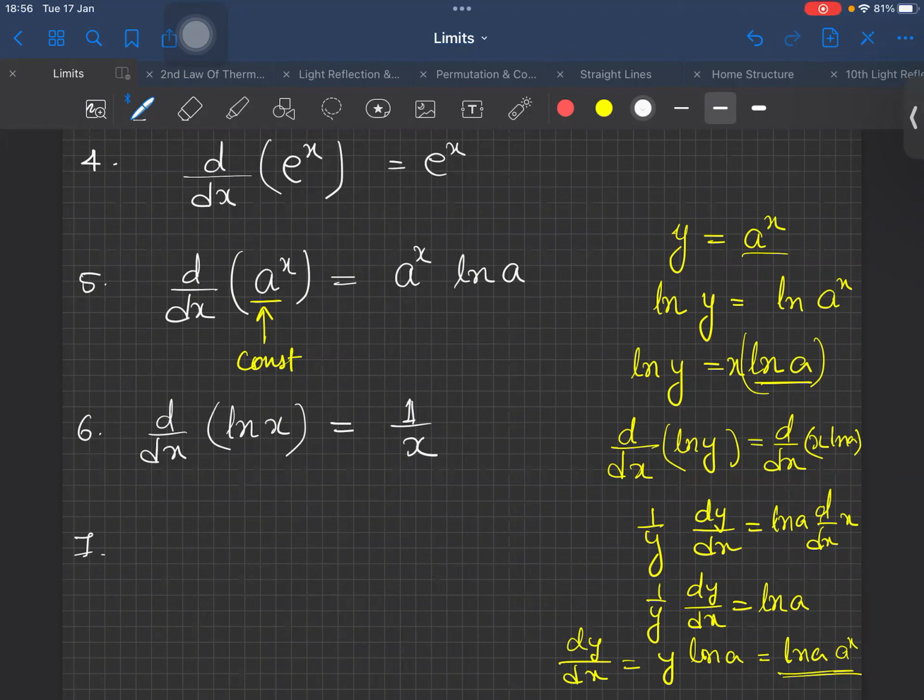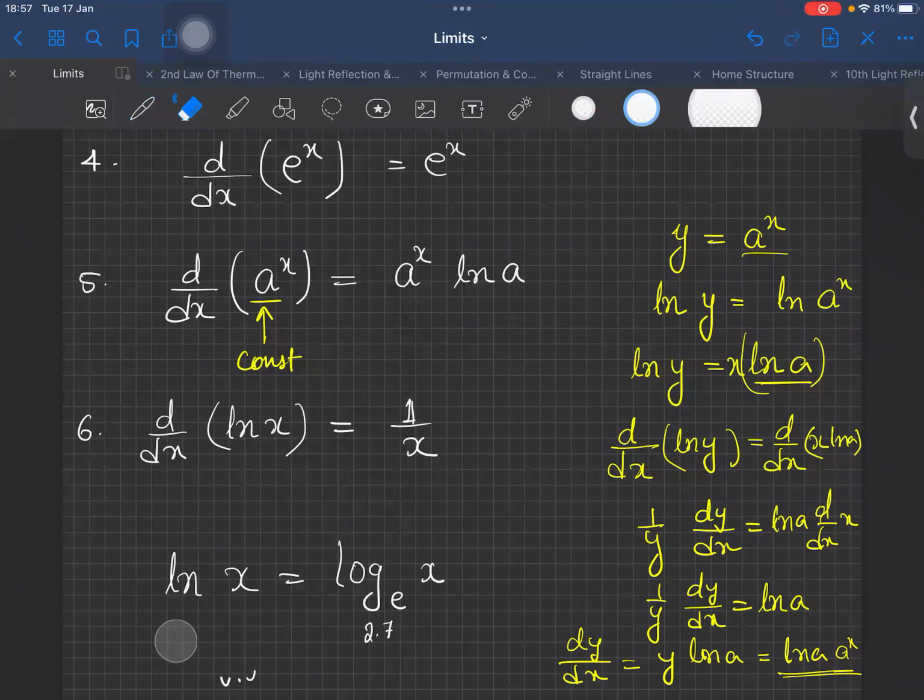Logarithmic function. See, this is ln x. One more thing about the logarithmic function: ln x can also be written as log base e of x. The base is e here. When you simply write log x, the meaning is that the base is 10. That's the difference. The value of e is 2.7 something, isn't it? So ln x is equal to log base e of x. Either it is written log base e of x or ln x, that means it is the natural logarithmic function.